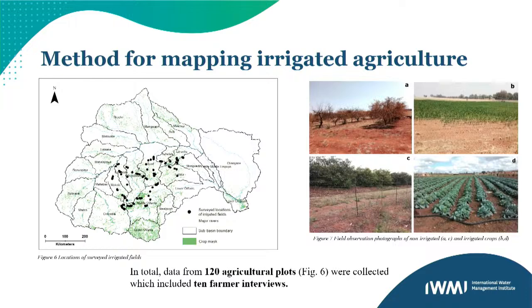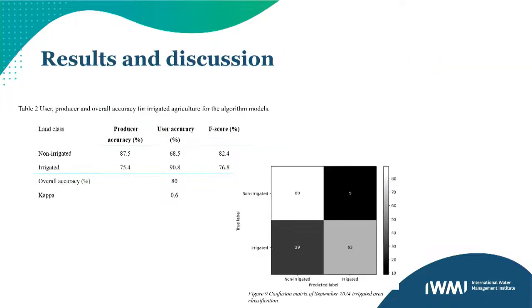Then, to validate the results from the output of our models, we went to the field to collect some in situ data. After validating our results, these are some of the results that we got. The overall accuracy of one of the models was 80%, and the kappa coefficient was 0.6.